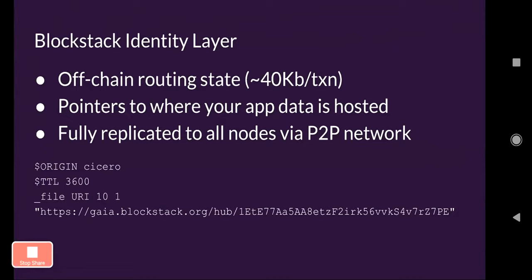Now, everybody's routing state is fully replicated to every single Blockstack node. So if you run a Blockstack node, you will have everybody's routing state. So it's very easy to figure out where Cicero.respublica.id hosts their data because you will already have a copy by the time your application attempts to load it. So you can see here, you have the origin and TTL fields you'd expect in a DNS zone file. But importantly, you also have this URI record that points to gaia.blockstack.org/hub/ the hash of that person's public key. So that's an HTTPS URL.